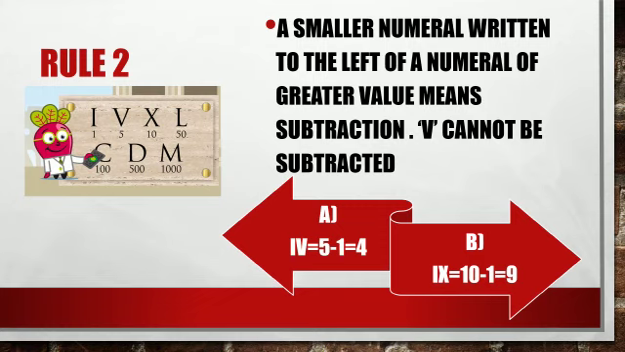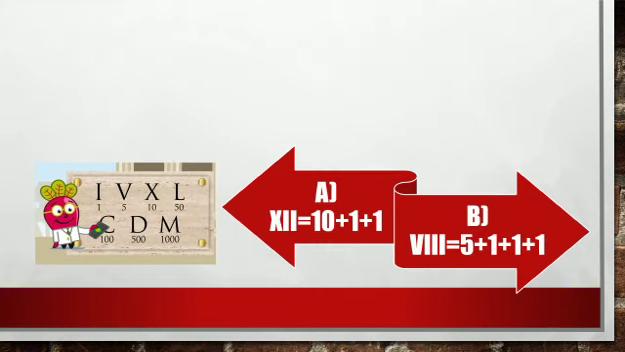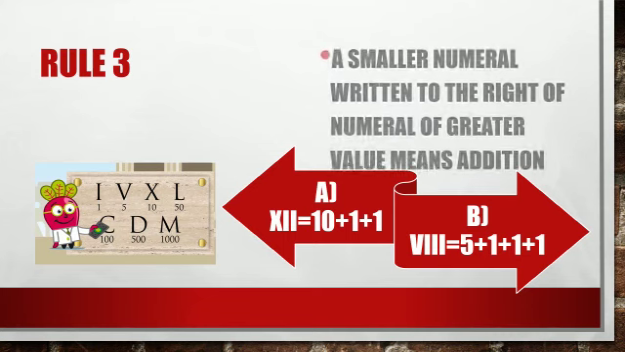Let's take a similar example, IX. So here I is a smaller numeral which is written to the left of a bigger numeral X that stands for 10. So we subtract 10 minus 1 is equal to 9. I hope you're clear. Moving on to rule number 3, let's see what it is.